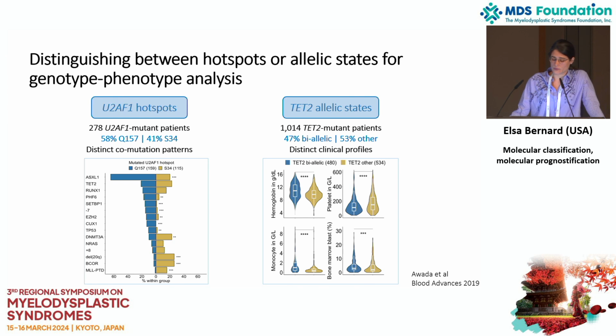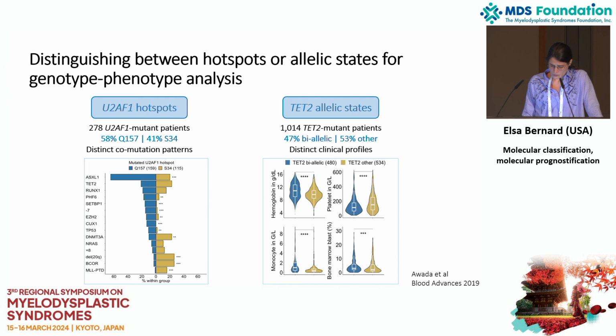We demonstrated the importance of distinguishing between different hotspots or different allelic states to perform genotype-phenotype analysis, and so to be able to delineate precisely different genetic subtypes in MDS. This has been previously shown in the context of TP53, which is now a biomarker for MDS classification. Here we show that patients with different hotspots for U2AF1 have very distinct co-mutation patterns that suggest different disease histories. This is also consistent with prior transcriptomic studies showing that patients with U2AF1 hotspots at position S34 and Q157 also have very distinct splicing event alterations. Similarly, patients with biallelic or monoallelic TET2 mutations had different clinical profiles, with a strong enrichment for CMML or CMML-like phenotype for patients with biallelic TET2 mutations as opposed to monoallelic TET2 mutations, also consistent with prior studies by colleagues from the Cleveland group.